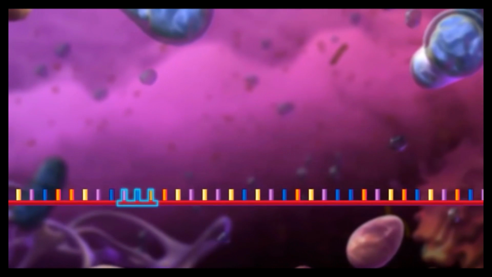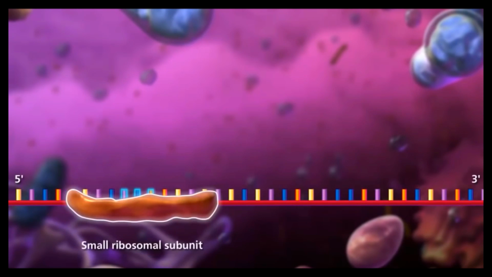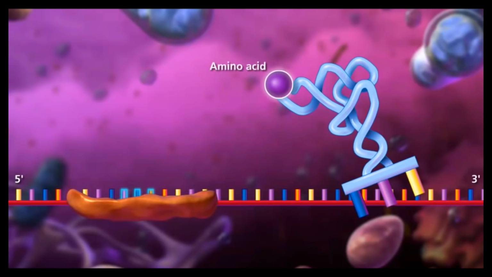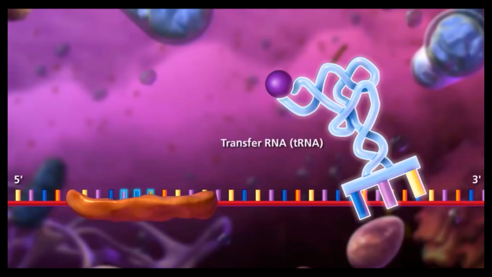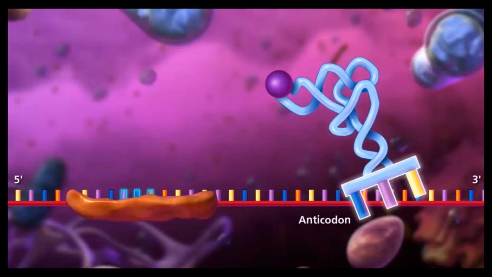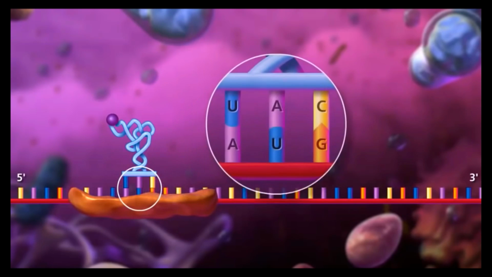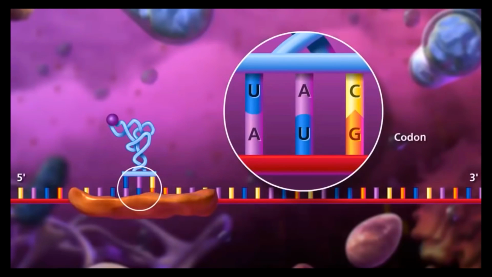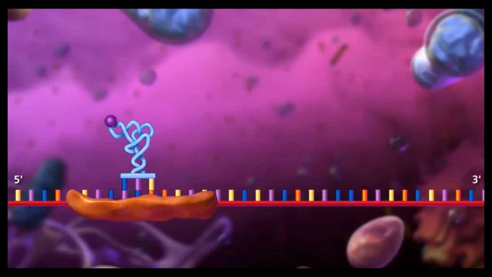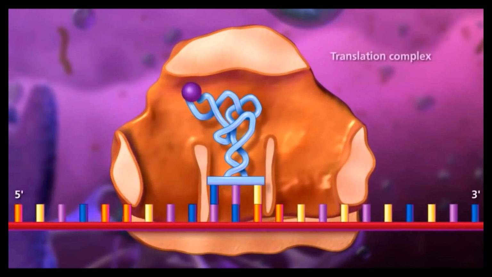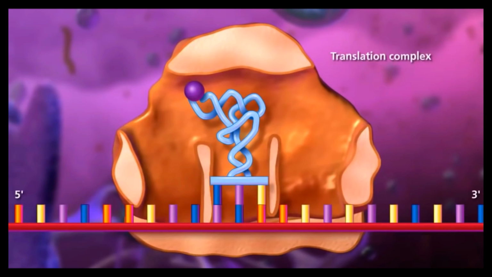Translation begins with the messenger RNA strand binding to the small ribosomal subunit upstream of the start codon. Each amino acid is brought to the ribosome by a specific transfer RNA molecule. The type of amino acid is determined by the anticodon sequence of the transfer RNA. Complementary base pairing occurs between the codon of the messenger RNA and the anticodon of the transfer RNA. After the initiator transfer RNA molecule binds to the start codon, the large ribosomal subunit binds to form the translation complex and initiation is complete.